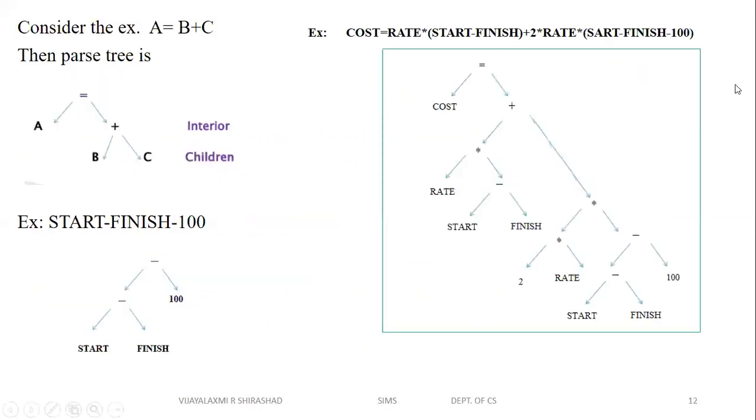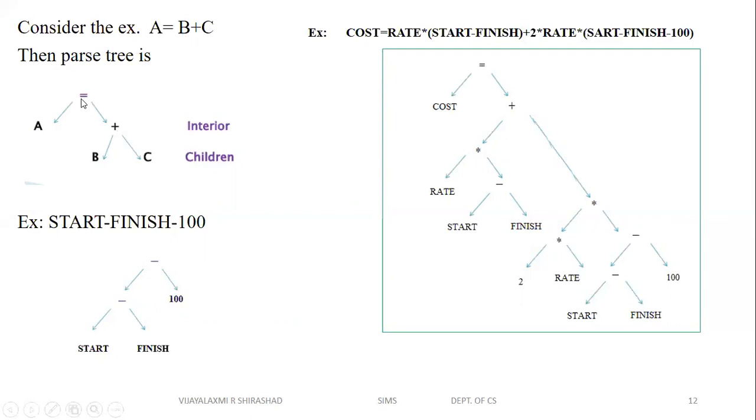So consider one example, A equals B plus C. This is one equation, and I need to represent it with the help of a parse tree. Equal is there, so I write A equals X. X is not single; again it is a combination of B plus C.